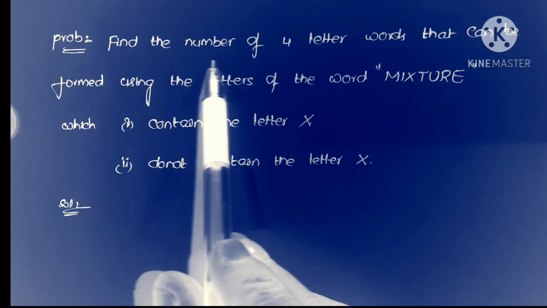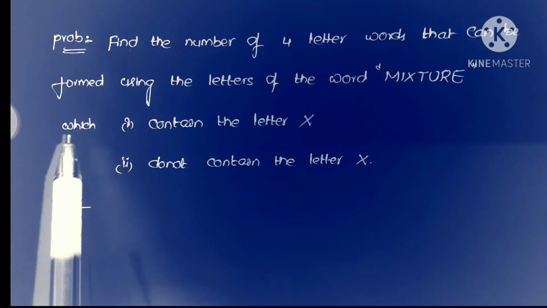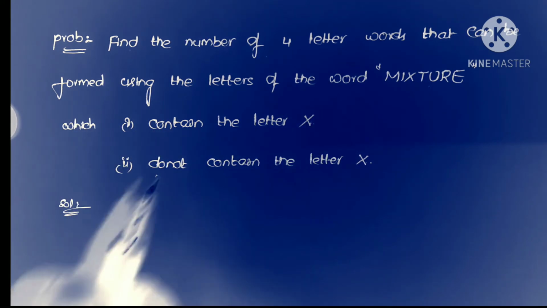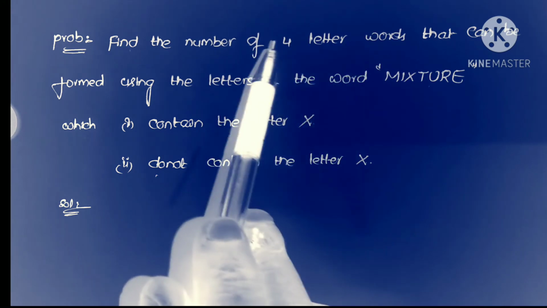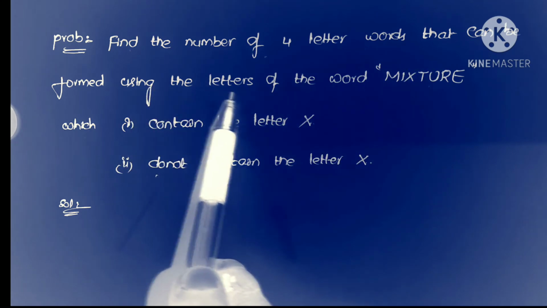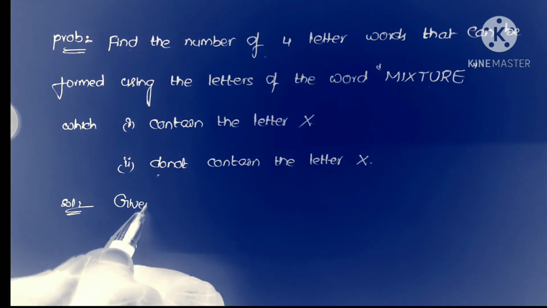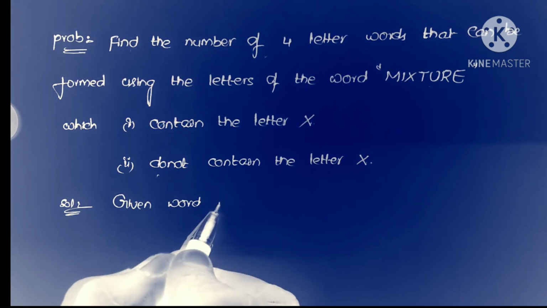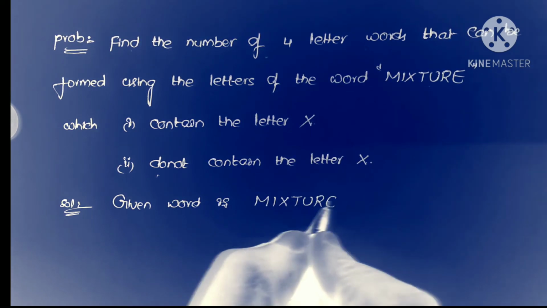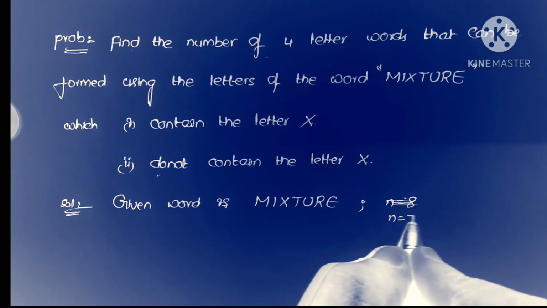Next problem: find the number of 4-letter words that can be formed using the letters of the word mixer which contain the letter X and don't contain the letter X. We want the 4-letter words from the letters of the word mixer. So first I write the given word here. Given word is M-I-X-T-U-R-E. That is, here we have 7 letters, that is, n is equal to 7.